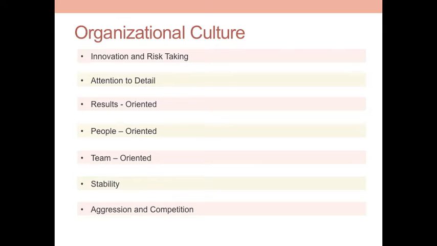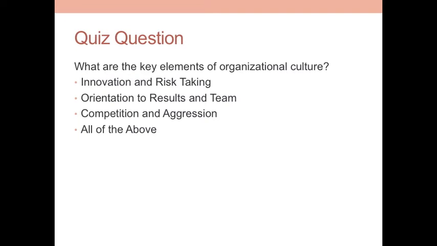There are so many people who aspire to be top stars like Shah Rukh, Salman, Amir, or Rajnikant, but very few actually make it. So the next quiz question is, what are the key elements of organizational culture? Your options are innovation and risk taking, orientation to results in team, competition and aggression, or all of the above.